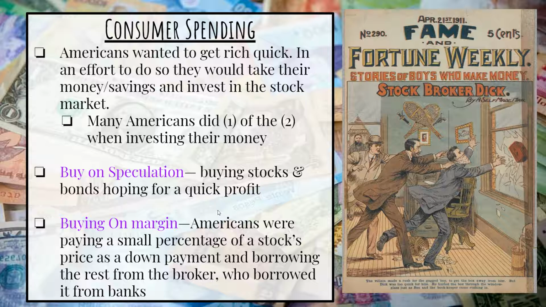And in order to do that, they'd have to buy on margin because not everybody has $1,000 to invest in stock. So Americans were paying a small percentage of the stock price as a down payment and borrowing the rest from a broker who borrowed it from banks.